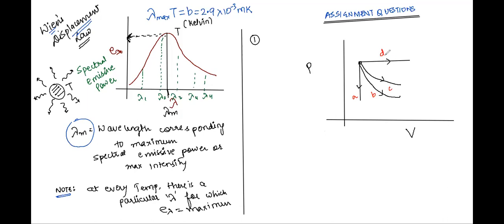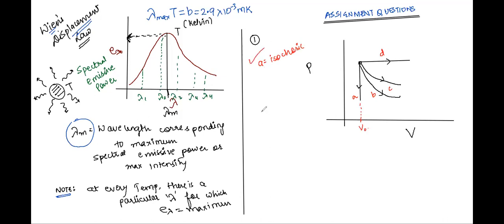Yes, go ahead. A curve will be isochoric. How did you find this out, Karuna? Because volume is constant in isochoric, let's say V naught. A is isochoric. Absolutely correct.